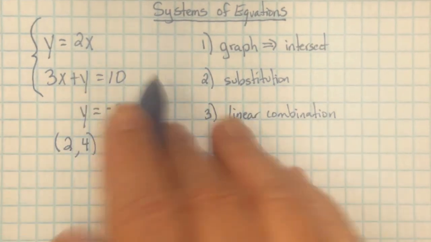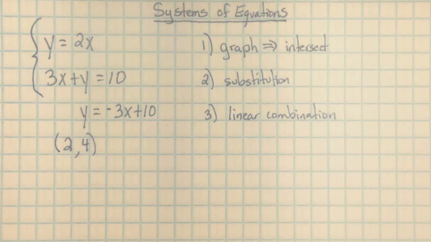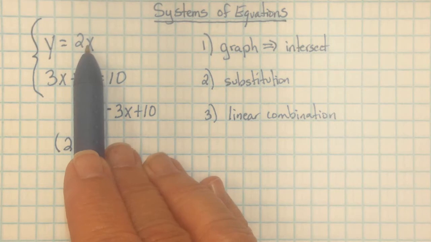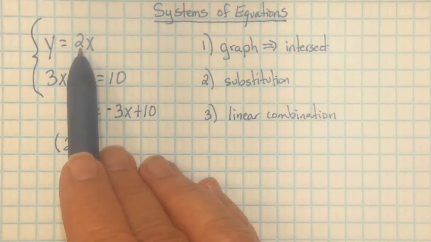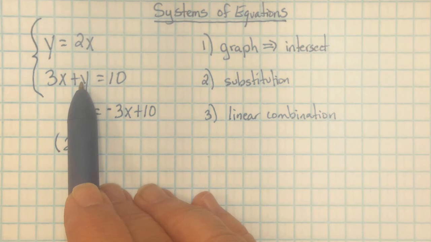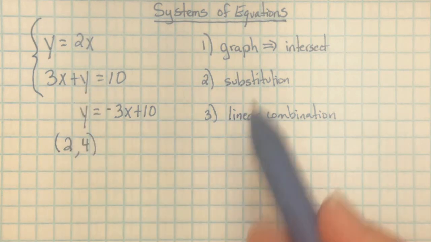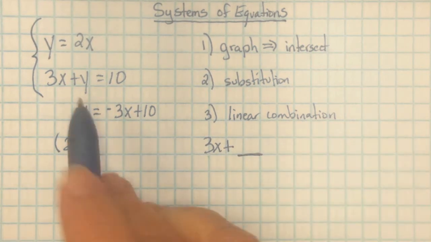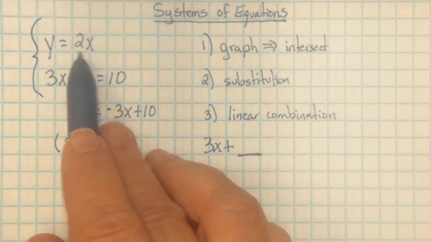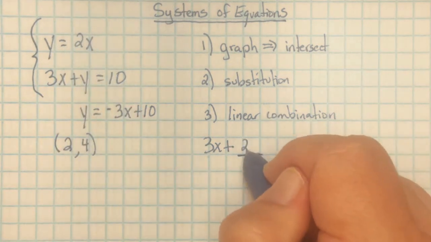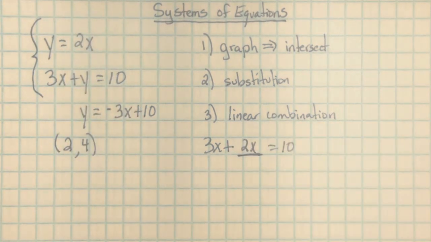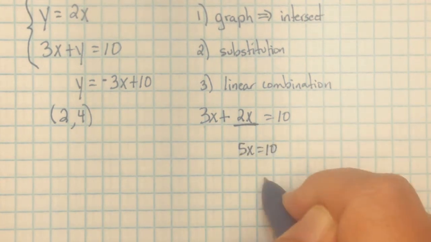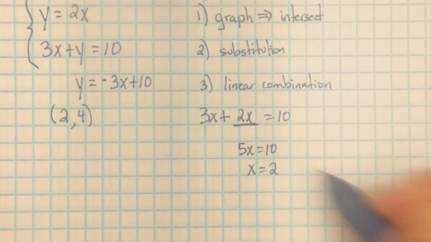All right, this particular system could also be solved nicely by substitution, because I already know that y is equal to 2x. So what I can do is take this value for y and substitute it where the y is here. So by substitution, I would write 3x plus, and in place of y, I would substitute 2x, equals 10. So I would then get 5x is equal to 10, and I would divide by 5 and I would get x is equal to 2.